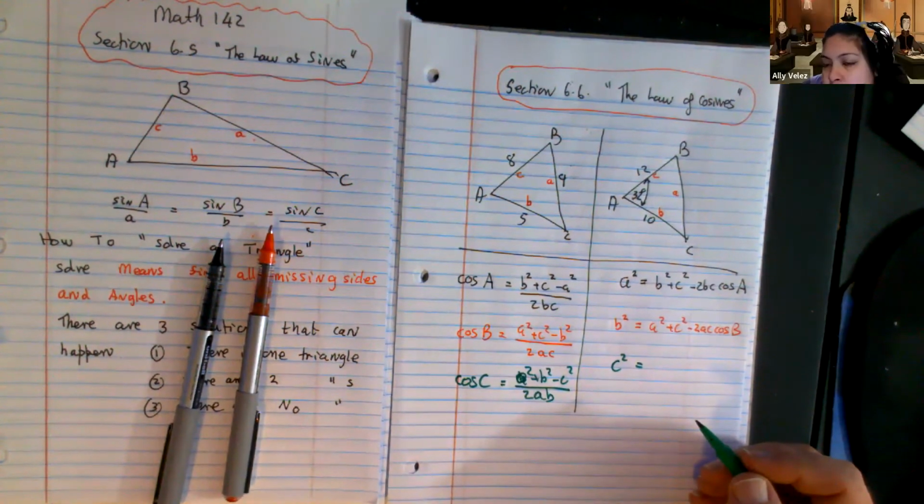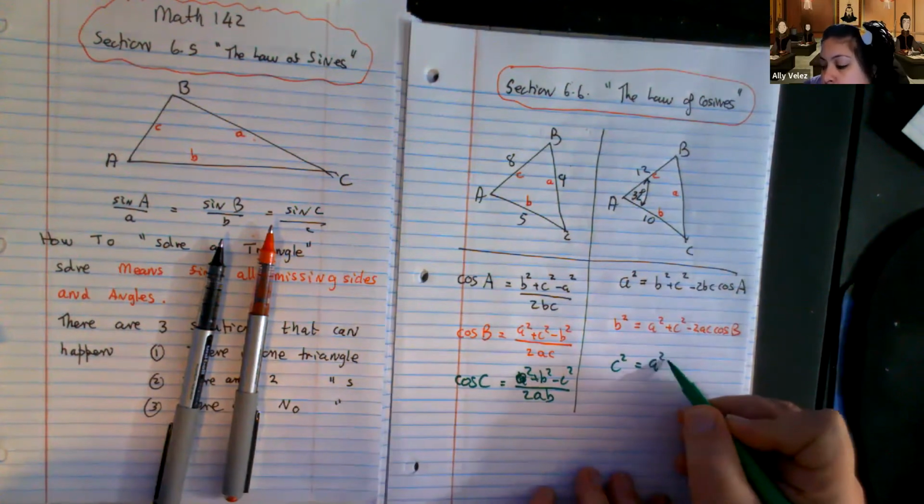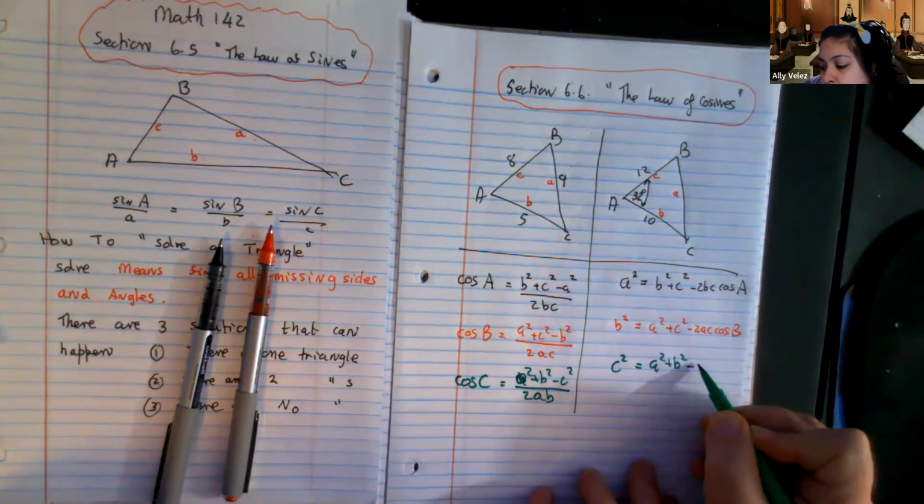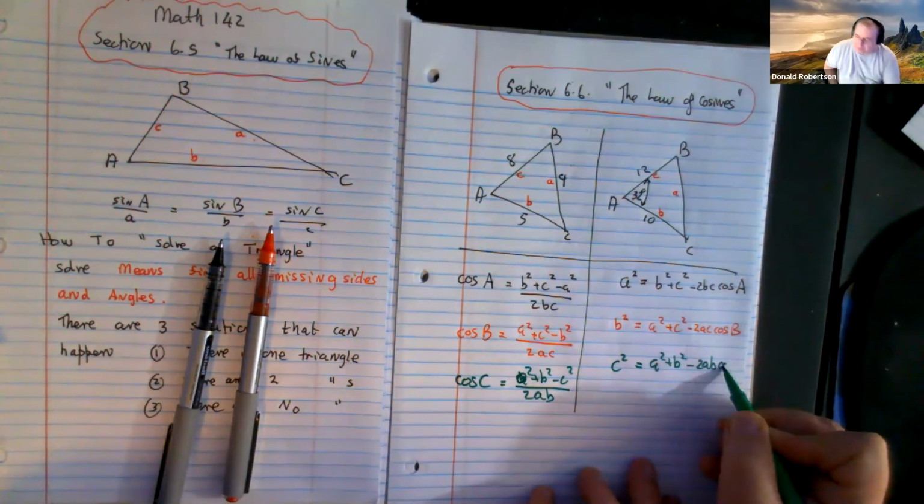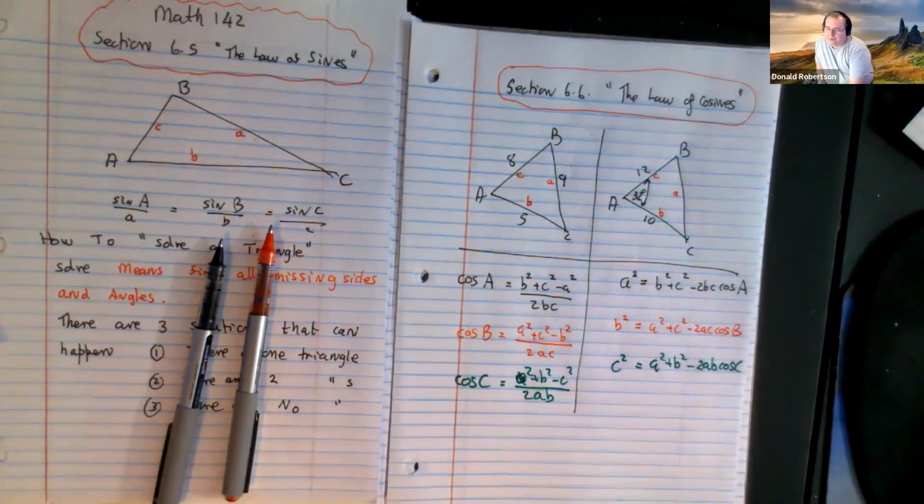A squared plus B squared minus AB times cosine of C. Almost right, just two of them. Right?